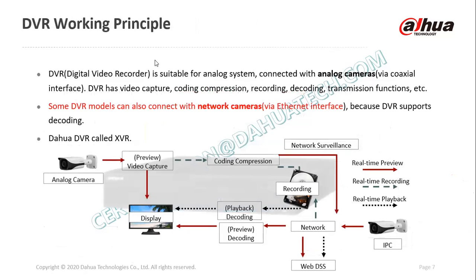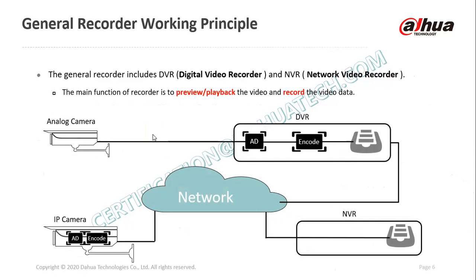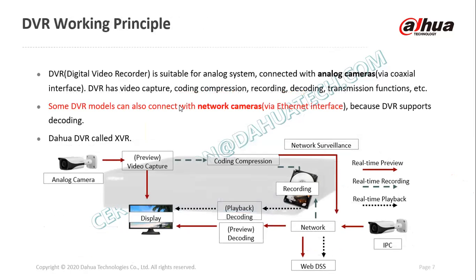So the DVR working principle. Now we focus more on the DVR in the analog system. The DVR is suitable for an analog system, connected with the analog cameras through an interface of coaxial cable, like the cable for the TVs. The DVR has to do capturing of the video, compression, recording, transmission functions, etc.